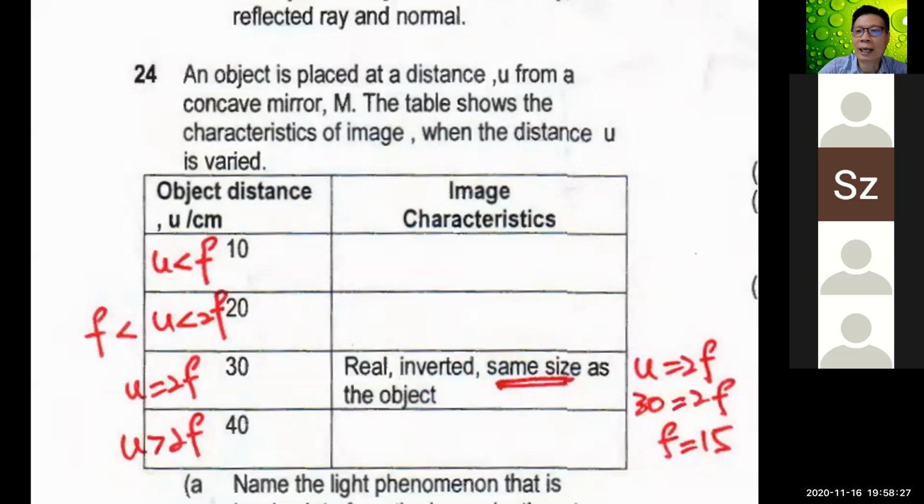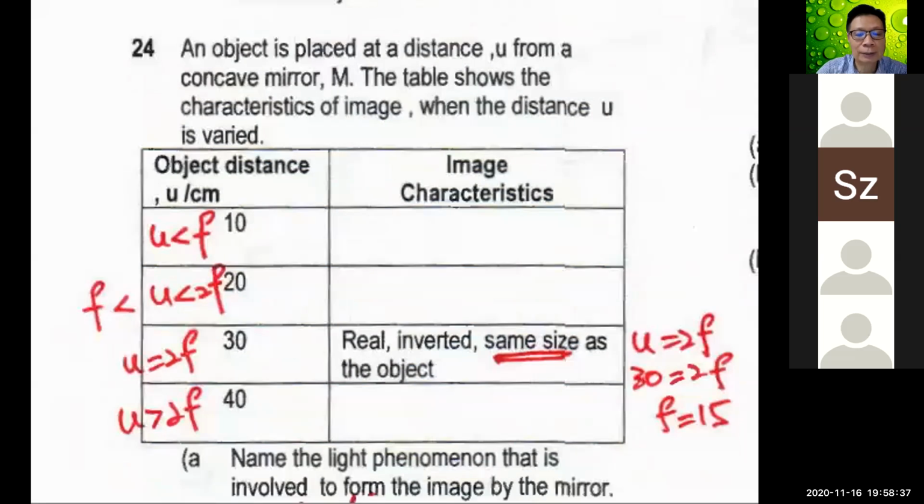Kylie, finish or not? Yes, finish. Okay, come, we move on now. Now, question A, can someone answer, please? Name the light phenomenon involved to form the image by the mirror. Mirror forms image through what phenomenon? How does a mirror form the image?